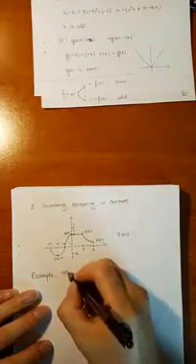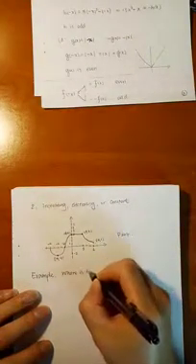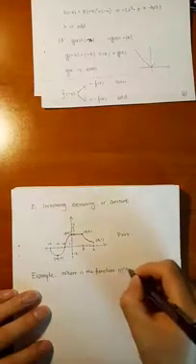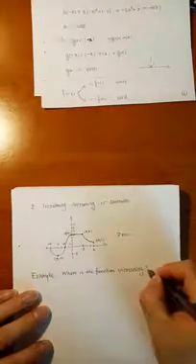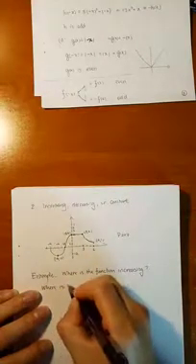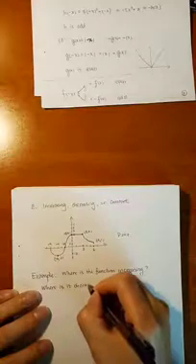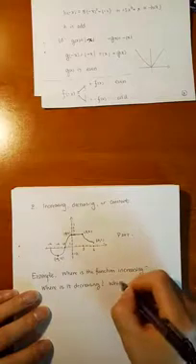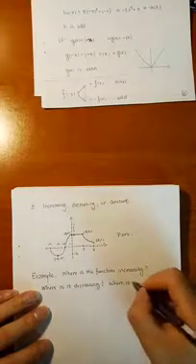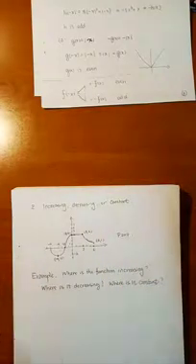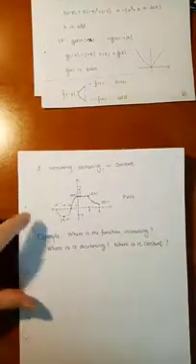Where is the function increasing? Where is it decreasing? Where is it constant? Okay, so that's a question. Where is it increasing and decreasing and constant in the graph, from the graph?